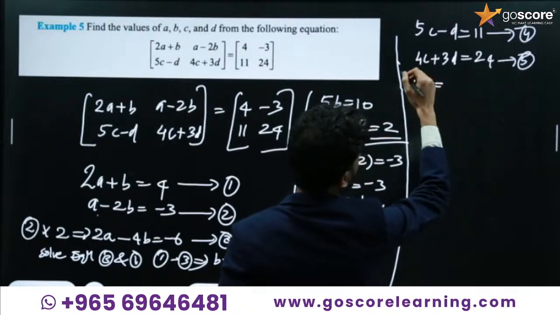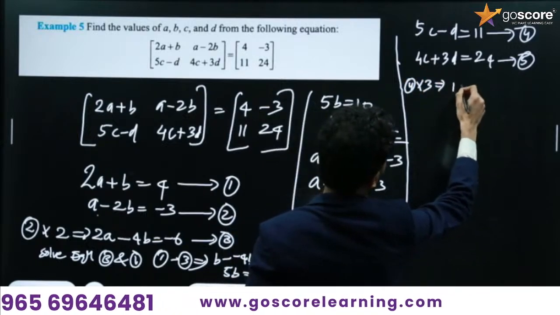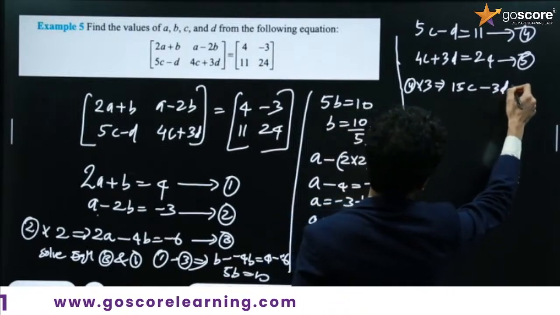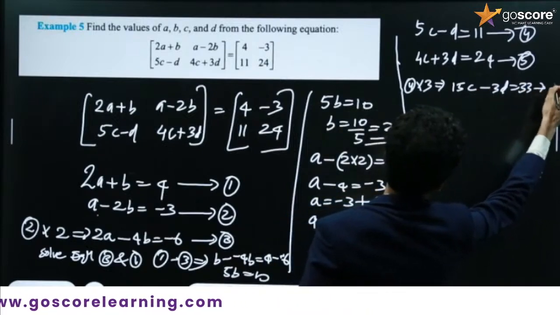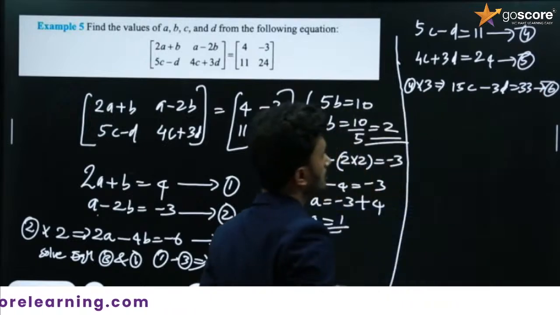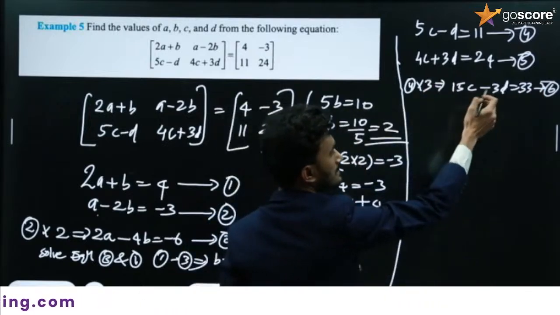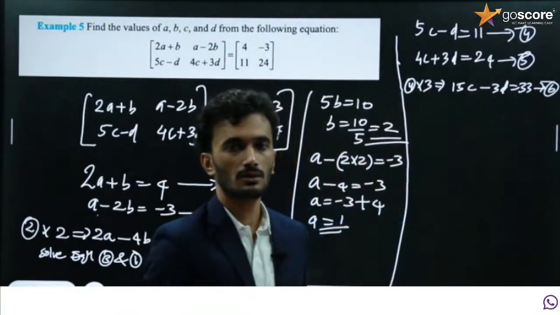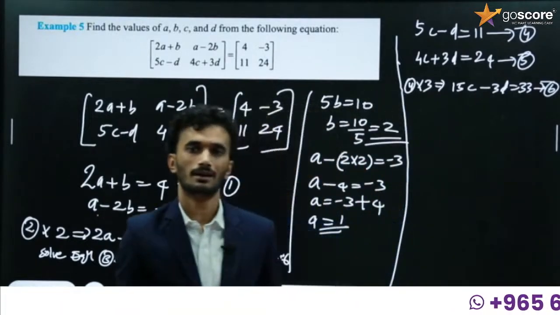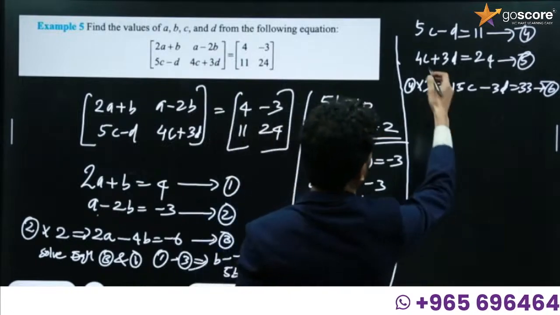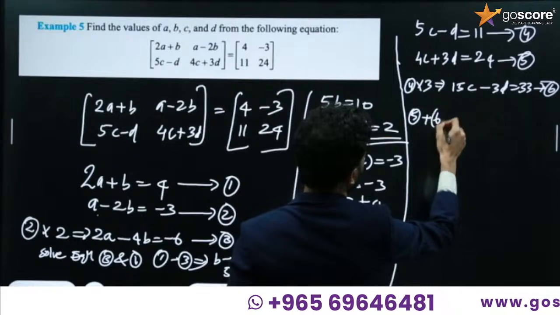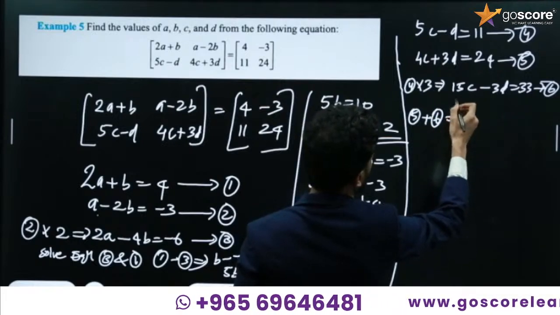5c into 3, that is 15. C minus 3D is equal to 33, equation number 6. So you can see here plus 3D and minus 3D, so we can eliminate by using the elimination technique you have studied in grade 10. So add this, that means equation 5 plus equation 6.